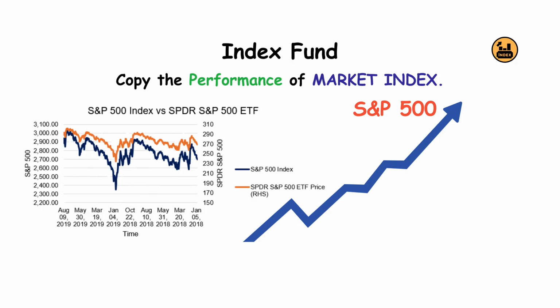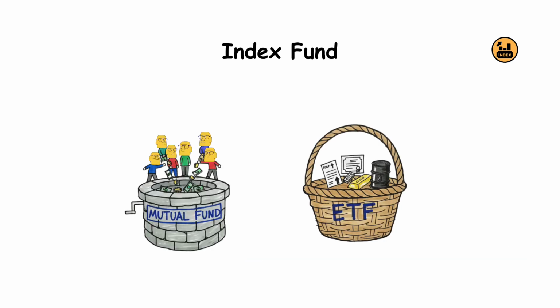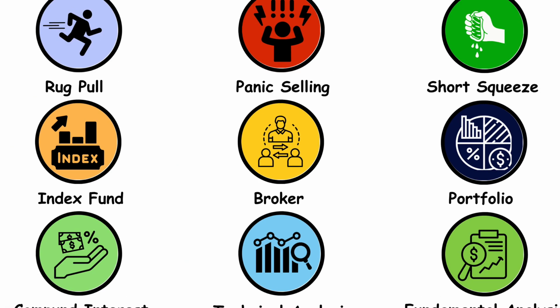Index fund. An index fund copies the performance of a market index. It's a type of mutual fund or ETF. Usually have low fees and steady long-term returns. Broker. A broker is a person or firm that helps you trade.